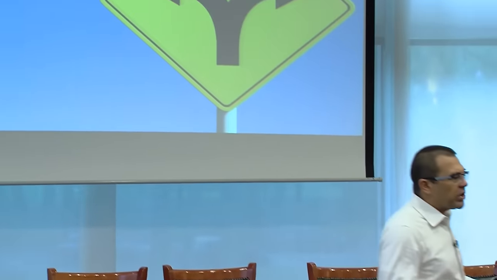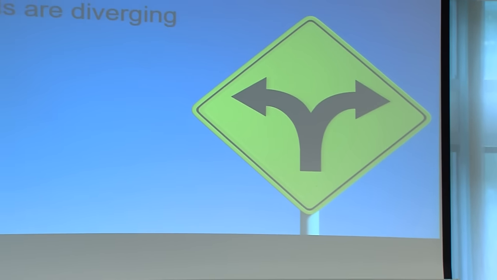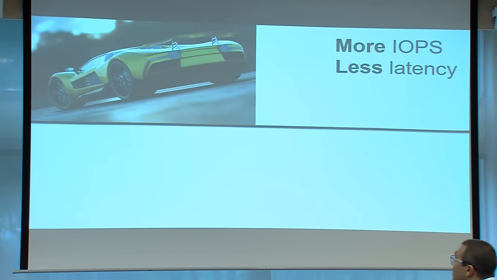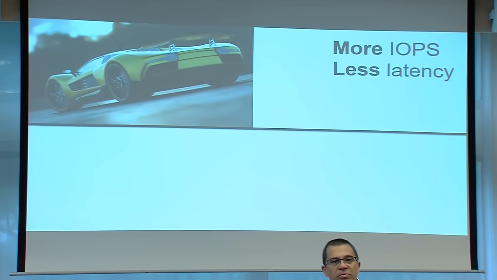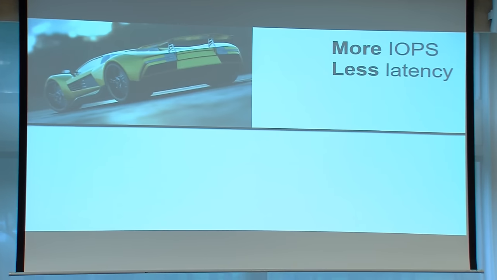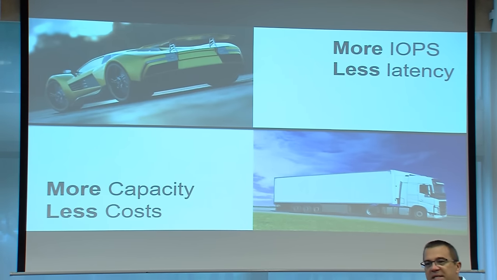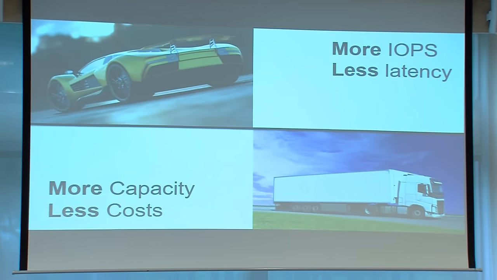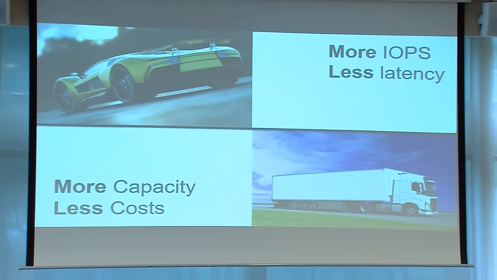So what's really happening is that needs are diverging. We have two kinds of needs, actually. On one side, we need more IOPS. We need less latency. We need more predictability. We need everything fast, just straight and fast. On the other side, we need more capacity, much more capacity, okay, and lower costs.